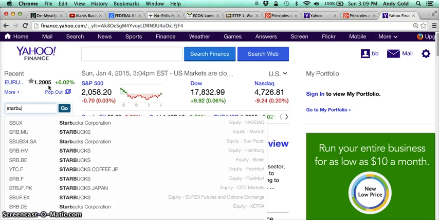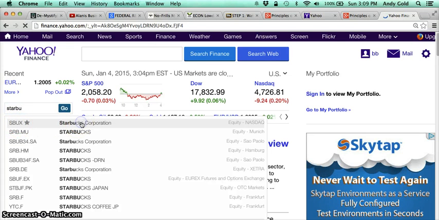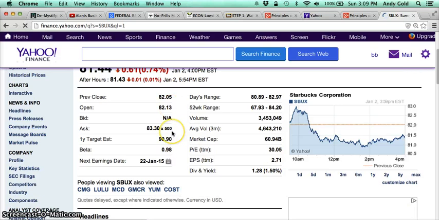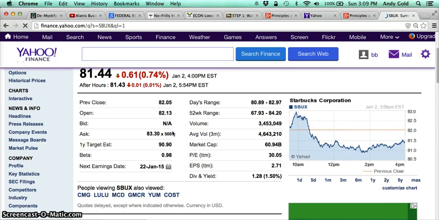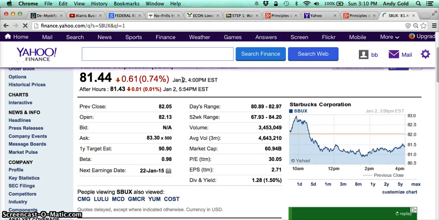Starbucks. Once you start to type in Starbucks, it finds underneath the ticker symbol SBUX for Starbucks. And you click on that, and it gives you a whole bunch of information about Starbucks Corporation. First of all, the stock last traded at $81.55 on January 2nd. I'm recording this on January 4th, 2015, which is a Sunday, so the stock market's not open. But anyways, it closed there at $81.44, and it was down 61 cents for the day.